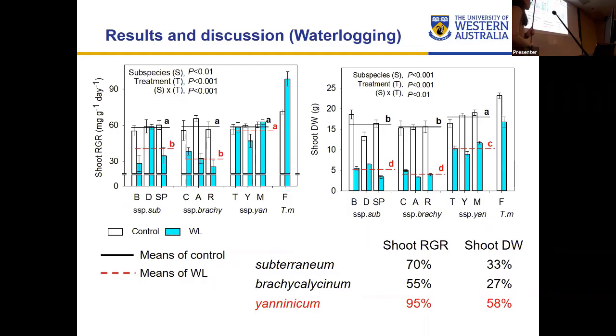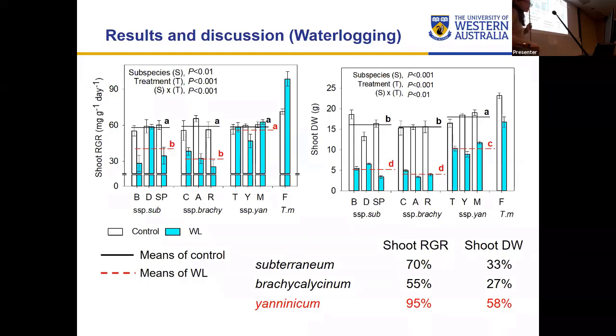The cultivars of subterranean clover showing higher waterlogging tolerance, like cultivar Denmark and cultivars of subspecies Yanninicum, almost reached the shoot growth of the well-drained condition, while cultivar Frontier growth was well below its control. So from here we could summarize that the genotypes of subterranean clover with high waterlogging tolerance have the ability to overcome transient waterlogging.